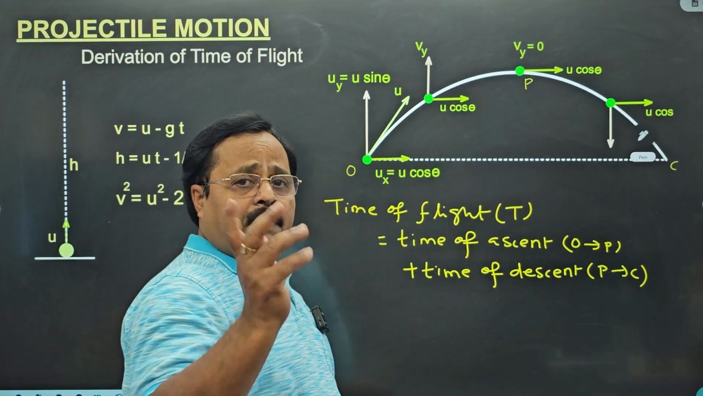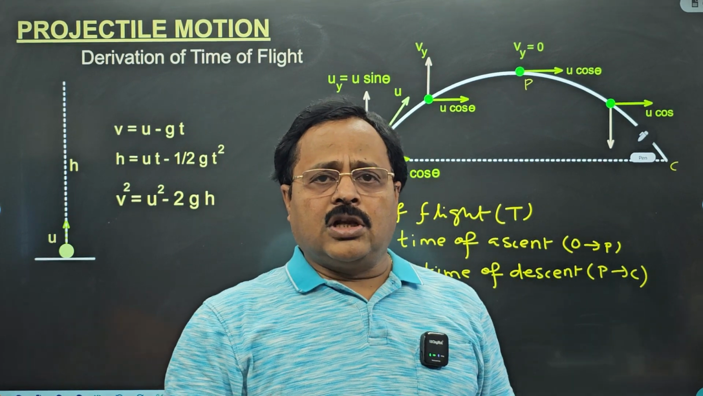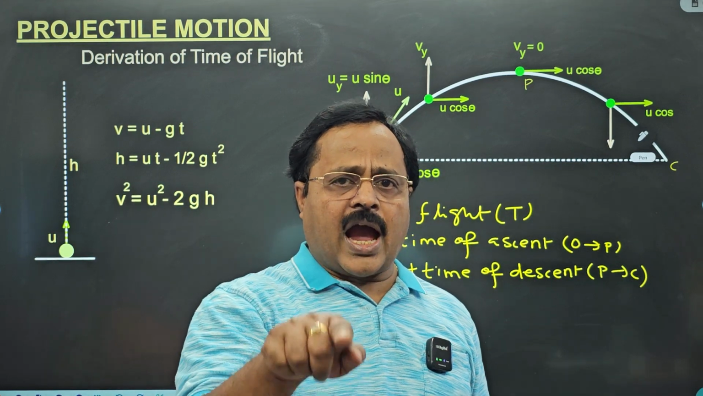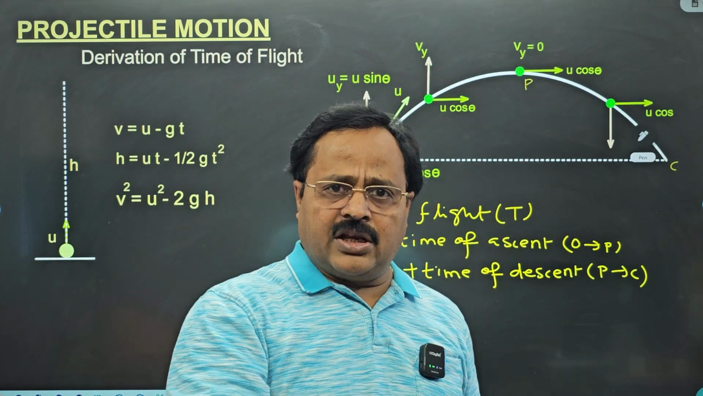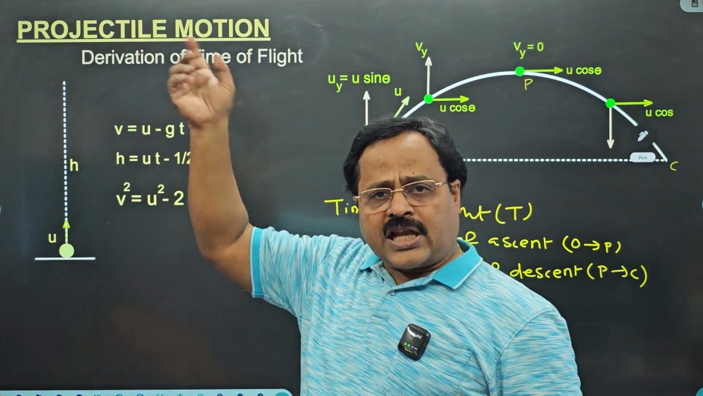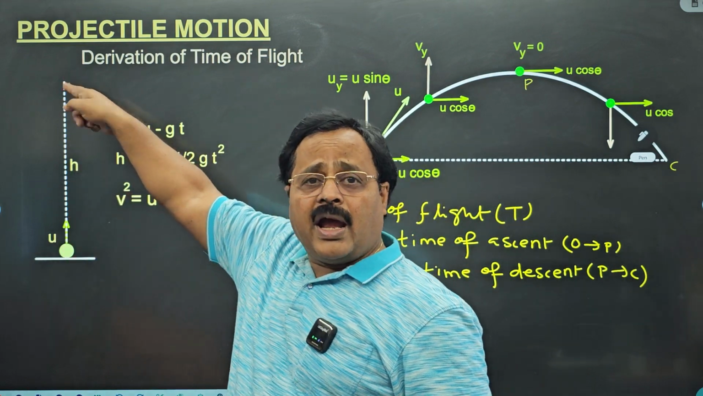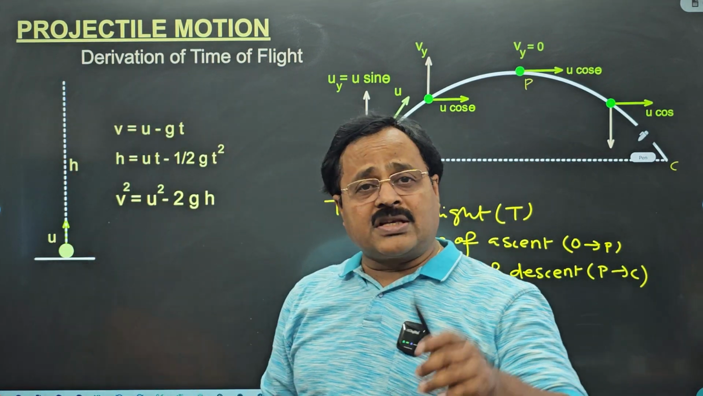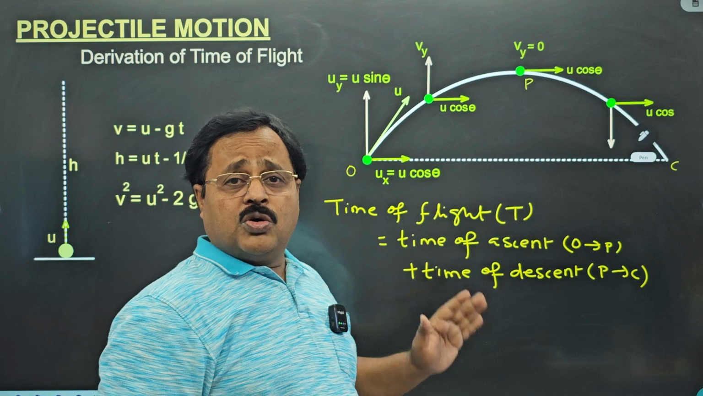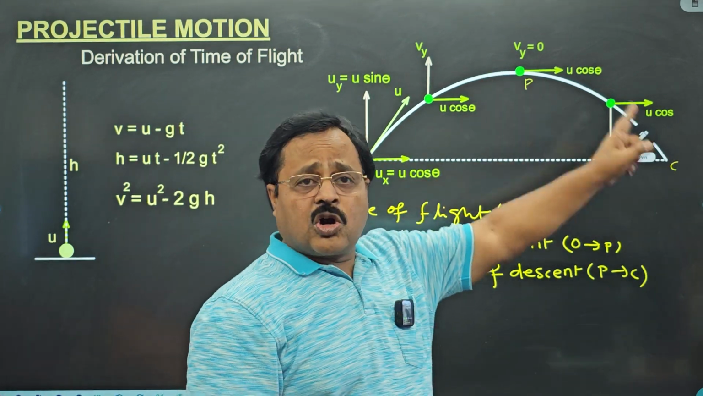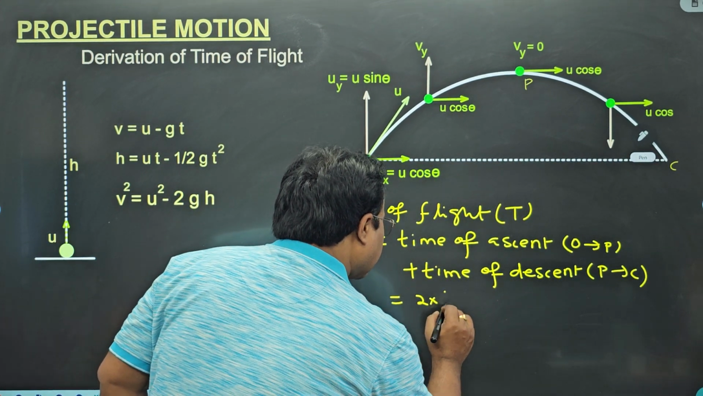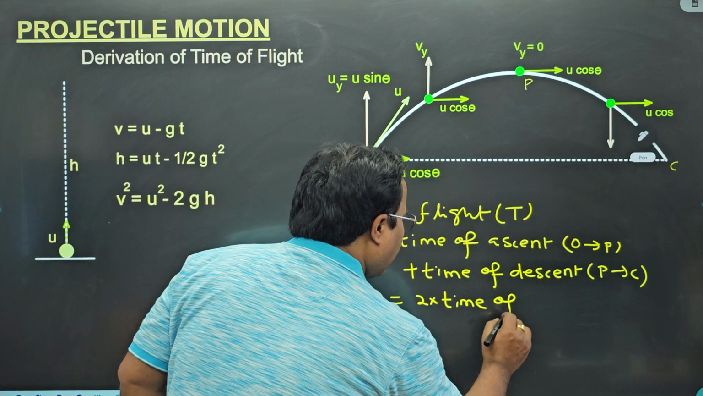In any gravity controlled motion, the time of ascent is equal to the time of descent. You have already read in your school career, in class 9 and class 10, that when a body is thrown vertically upward, the time to reach the maximum height and the time to come from maximum height to the ground are the same. Similarly, as the vertical motion is controlled by the vertical component of the velocity, which is under gravity, time of ascent is equal to time of descent. Therefore, we can write time of flight is equal to 2 into time of ascent.